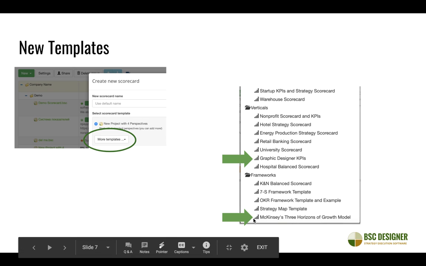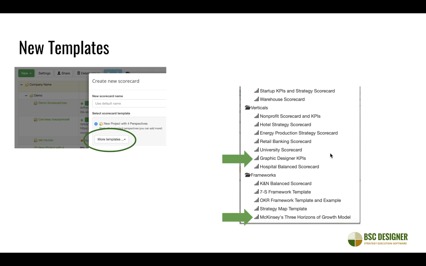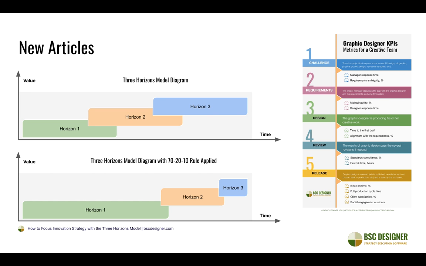And another template that we have added is a 3 horizons model that is actually very useful if you want to discuss some innovation initiatives in your organization. And with this model, you have a template to plan your growth, plan your innovative initiatives. So give it a try.